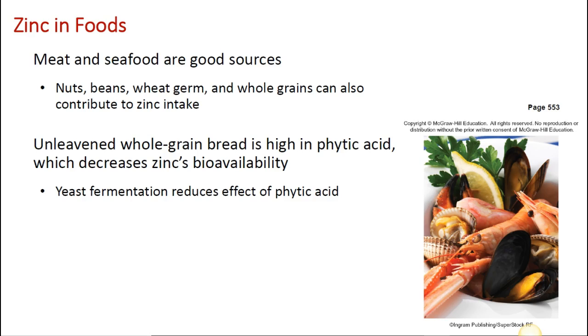Meat and seafood are typically thought of as the highest sources of zinc, but you can also find plant sources, including nuts, beans, wheat germ, and whole grains. Unleavened whole grain bread is high in something called phytic acid, and that decreases zinc's bioavailability. So when it's leavened bread, the action of the yeast fermenting will reduce the effect of phytic acid and make zinc more bioavailable.